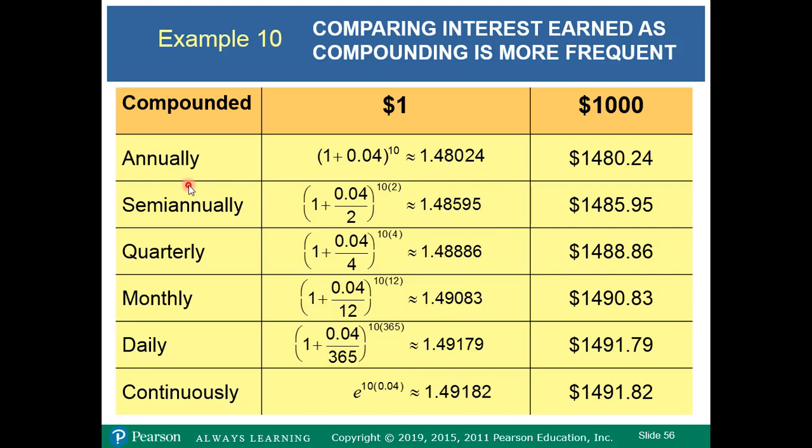So here's the annual. We get this amount. Semi-annual, we get this amount, so it went up almost $6. Quarterly, there's our 86, so it went up another $1 or so, or less than $1. And then monthly, it went up a little bit more. And then daily, it went up a little bit more. And notice that continuously, it only went up 3 cents. So the amount of increase is getting smaller and smaller.